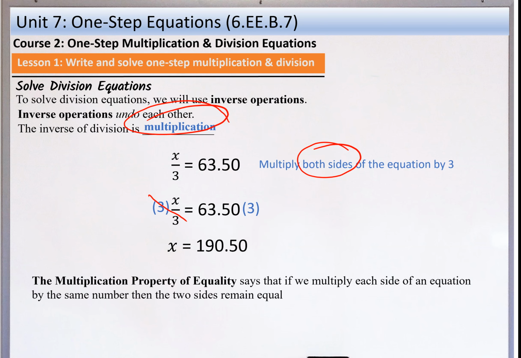The multiplication property of equality says that if we multiply each side of an equation by the same number, then the 2 sides remain equal. So this right here is actually equal to that right there.